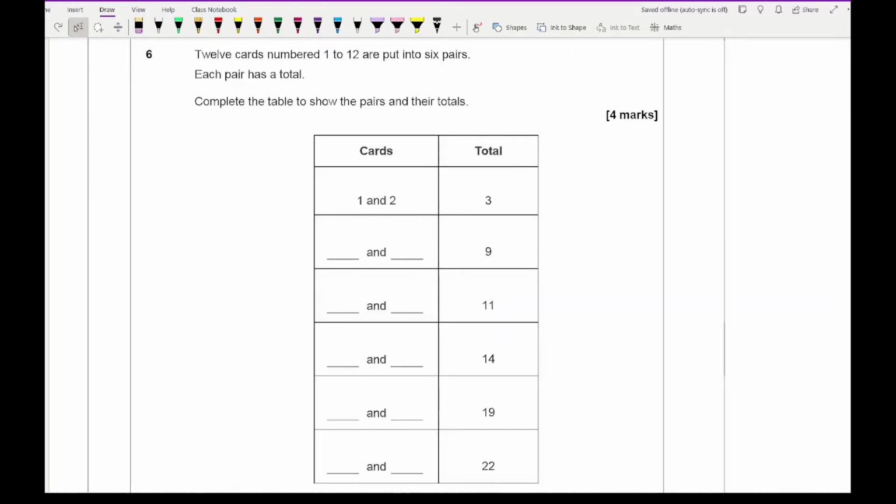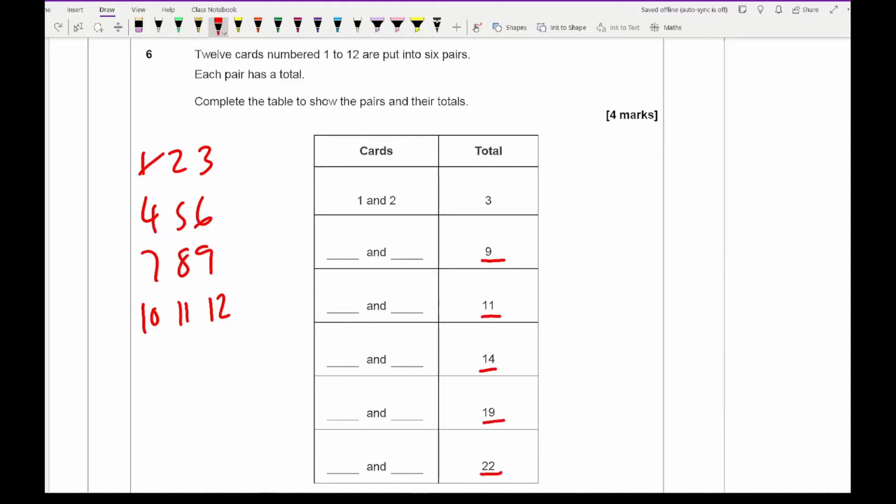So looking at question 6, it says that 12 cards numbered 1 to 12 are put into 6 pairs. Each pair has a total. Complete the table to show the pairs. So what we need to do is use the numbers 1 to 12, so 1, 2, 3, 4, 5, 6, 7, 8, 9, 10, 11 and 12. We need to put these so that they add up to the totals you can see in the totals column. Now 1 and 2 have already been used, so what I then need to use is the other numbers.